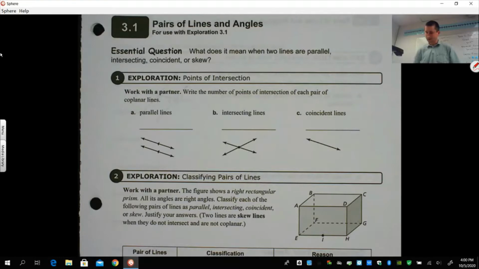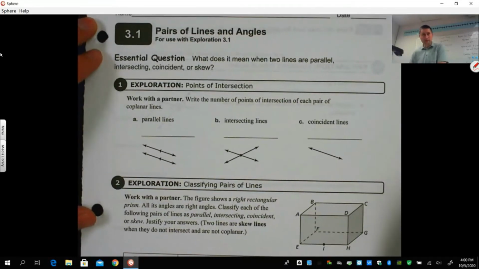Hello, geometry. This is the start of chapter 3. We're getting back into more of the geometry side of things. We're done with the logic and the reasoning and proofs. Proofs may still come up from time to time, but for the most part, we're just going to focus on the shapes and lines and different things like that. So, chapter 3, pairs of lines and angles.